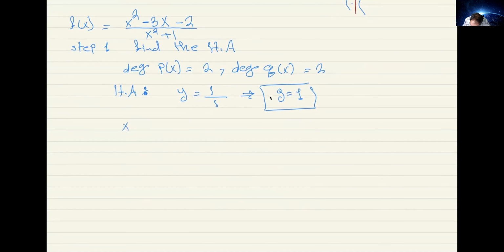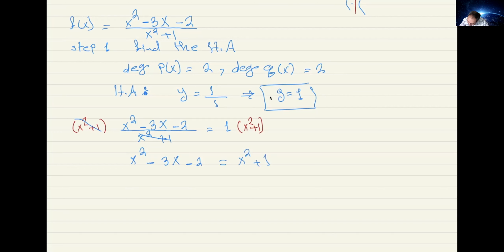So x squared minus 3x minus 2 over x squared plus 1 equals 1. We multiply both sides by x squared plus 1, so I'll get the answer. This cancels out. Now we get here x squared minus 3x minus 2, and 1 times x squared plus 1 is x squared plus 1.